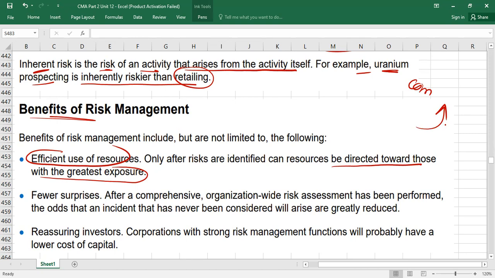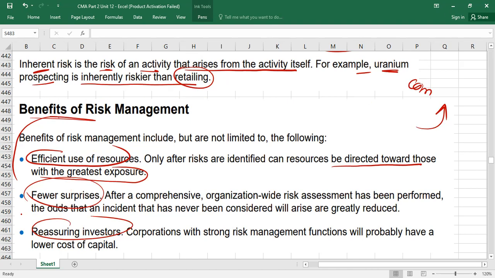That is called efficient use of resources. Then obviously, if you have proper risk management, you will get fewer surprises also. Fewer surprises means every risk is being managed. You will not get surprised: oh, today there are 5 non-compliances, or today we got a fine from regulatory authorities. So these kinds of surprises will stop. Right or wrong?